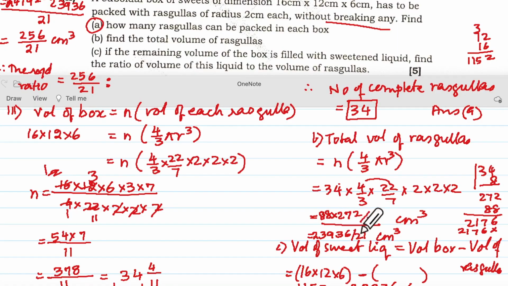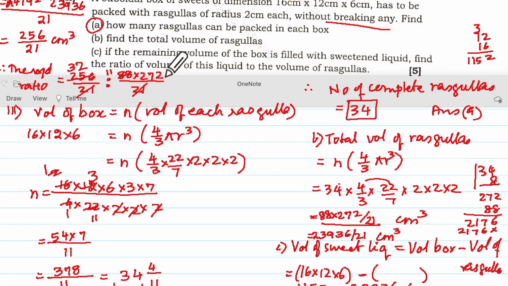But can you see, instead of writing this, won't it be better to write 88 into 272, that upon 21? You understood? Rather than writing this number 23936. Now 21 and 21 got cancelled. And 256 is 16 square, no? So 16 square means 8 will go. So 8 3's 24 and 8 2's, and this is 8 goes 11 times.